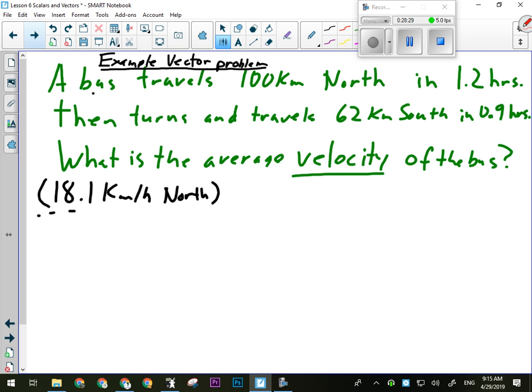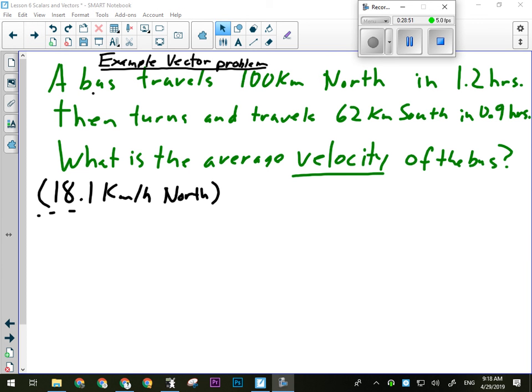So this is going to be our example vector problem. I'll give you a minute here to write it down, and then we'll walk through how to solve it. We have a bus that's traveling 100 kilometers north in 1.2 hours, then turns around and travels 62 kilometers south in 0.9 hours. We're looking for the average velocity of the bus.